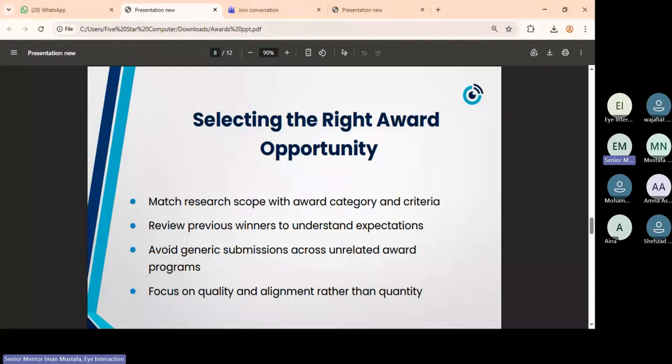First of all, you have to brainstorm your category. You have to make sure which domain you are working in. And after that, you have to match your work, match your project, and make your research fit that award category and the criteria. Next, you have to study the previous winners, right? You have to make a deep review of the previous winners to understand the expectations, like what the judges are going to expect.